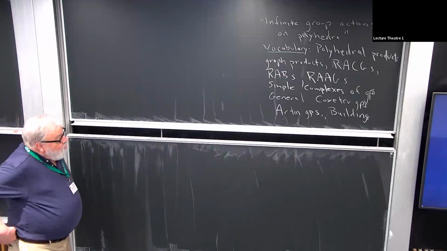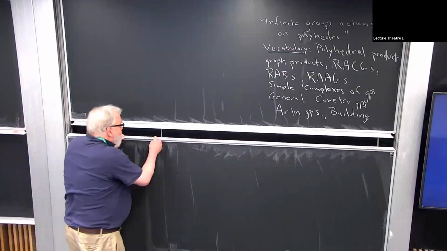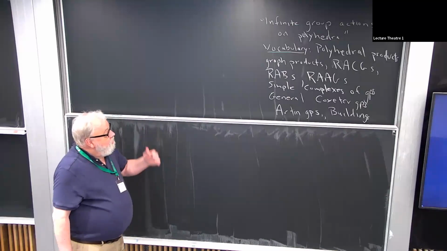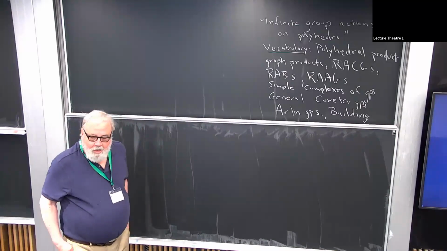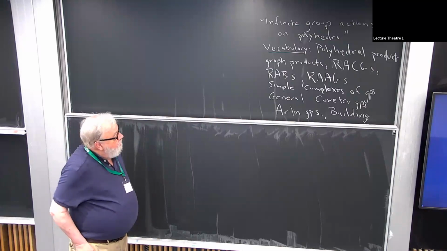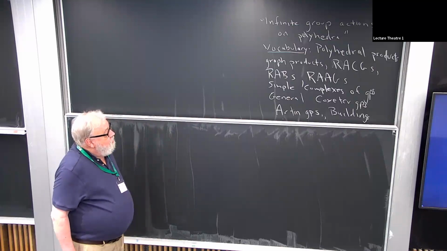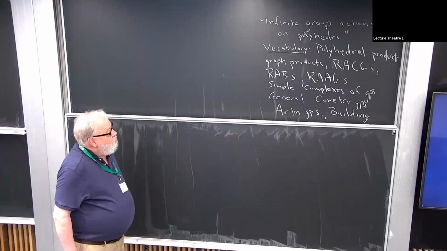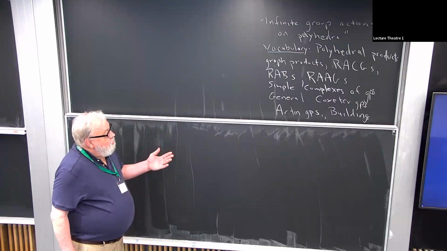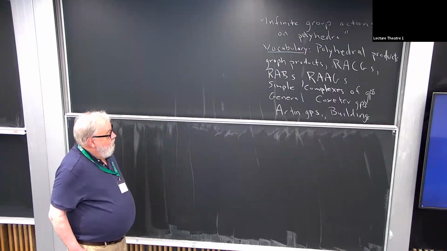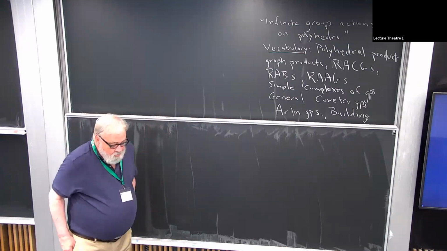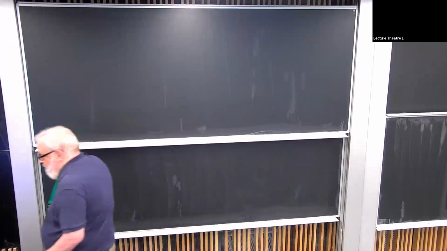And so, since I'm the first speaker, I might even tell you a definition of polyhedral product, which everybody should know. And then I'm going to talk about graph products and generalized graph products, which are less well known. Right angle Coxeter groups are examples of graph products, and right angle buildings arise from graph products. Let's do right angle Artin groups. That's most of what I want.